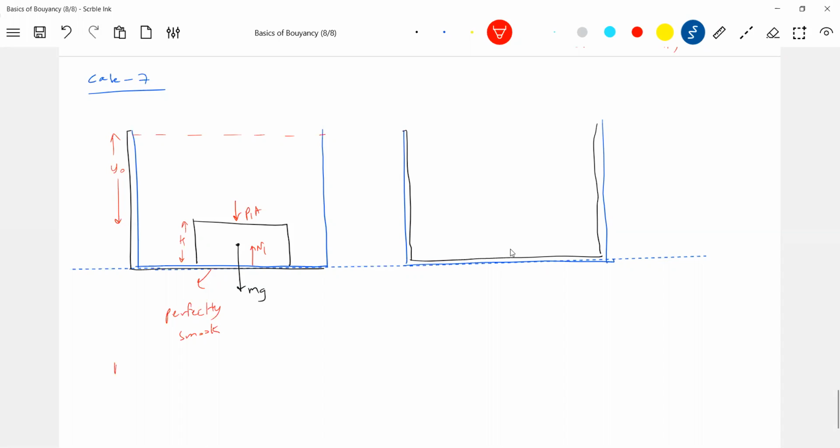So what equations can you write? N1 minus mg minus P1 equals 0. What is P1? P1 is equal to how much? We can write rho, the density of the liquid, rho L, rho L G Y naught. This is the expression for the normal contact.